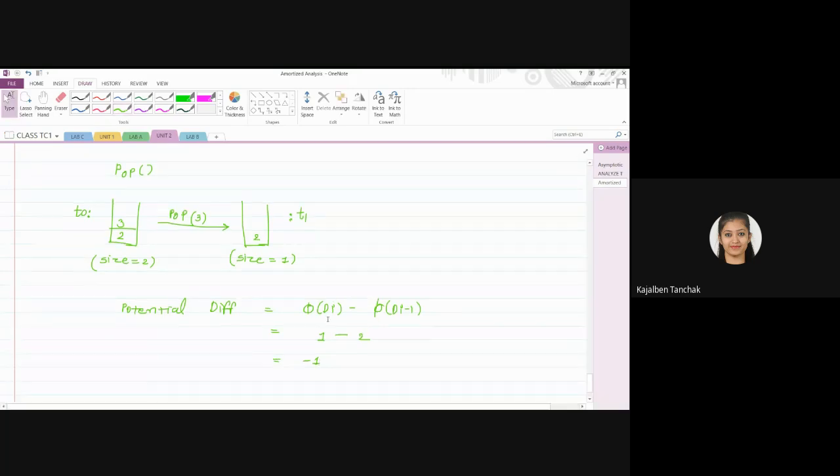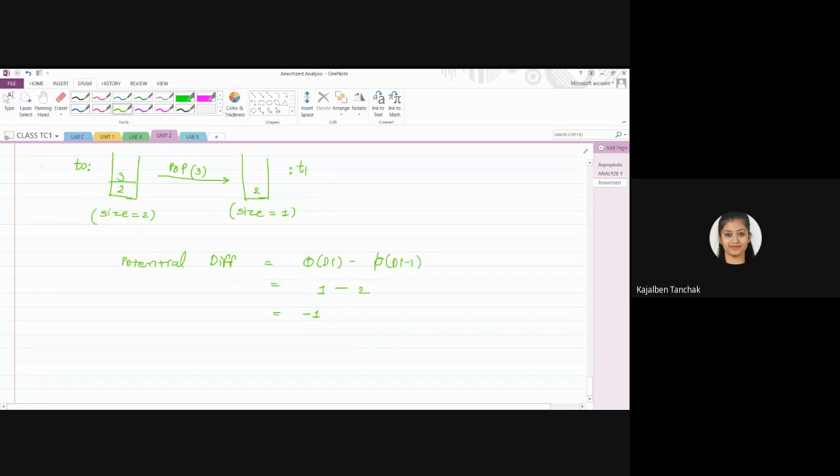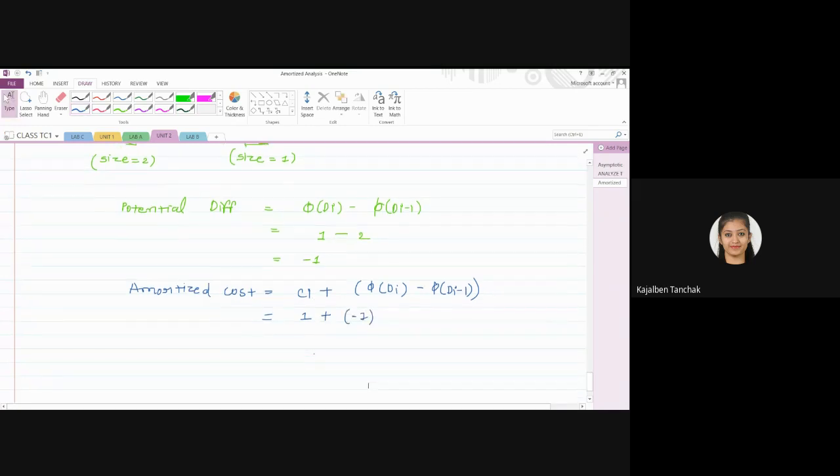So let us find out the total amortized cost. The amortized cost equals the actual cost plus this potential difference. The actual cost for pop is 1, and here we have minus 1. So the answer is what? The amortized cost for pop is 0.